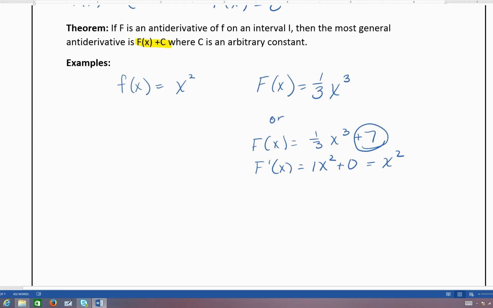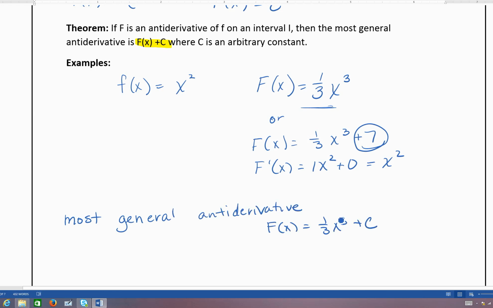So what we're saying here is if we found the most general antiderivative of x squared, 1/3 x cubed, then the most general antiderivative, which is what we'll want to find most times, we'll write as F of x equals 1/3 x cubed, and then we'll put a plus c, meaning any constant you want to put in there, the derivative of it would give you x squared. So when you're asked for the most general antiderivative, you'll find this piece, and then you'll say plus c, meaning any constant you put there, it would be that derivative.